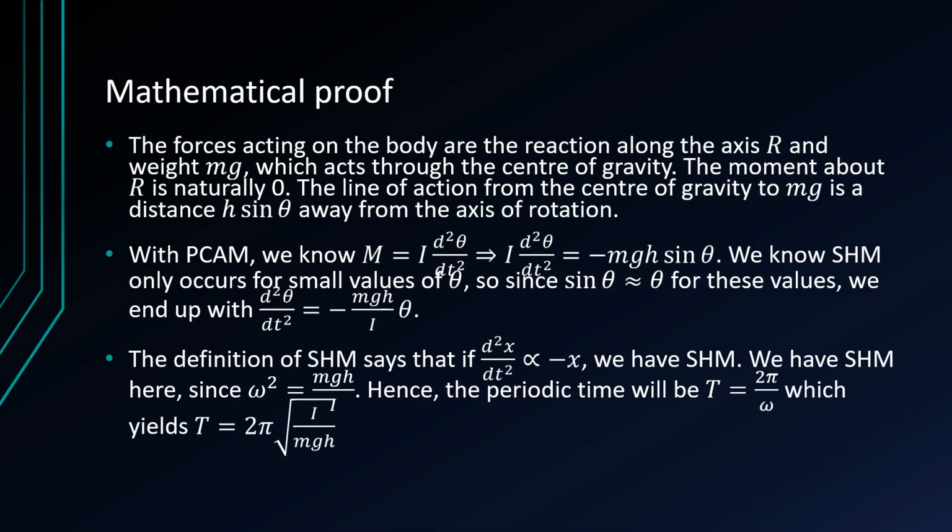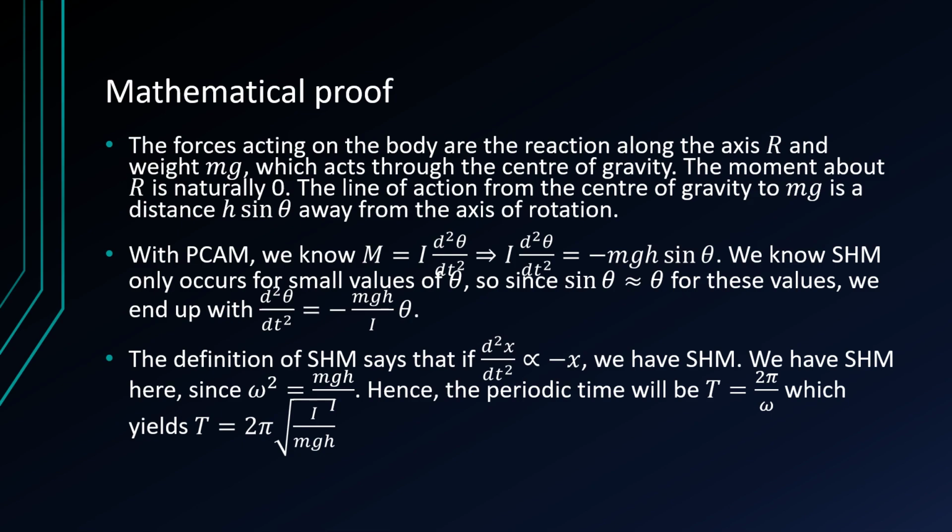So you can clearly see that it's quite a lot, and it actually does use a small angle approximation in it somewhere. So the forces on the body are the reaction R and the weight mg, which occurs through the COG. So the moment about R is 0, mostly because it's not flying anywhere. It's sort of stationed such that R is constant.